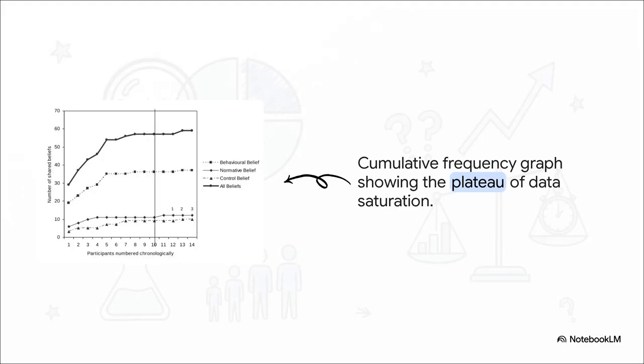Let's look at this graph from a real study that was mapping out the beliefs of medical practitioners. Notice how that thick black line shoots up really sharply at first? That is the researchers discovering lots of brand new beliefs with every new person they talk to. But look closely at what happens right around participant number 10. The line just dramatically flattens out. It totally plateaus. That flattening is data saturation visually represented, proving that pushing forward to a 15th or 20th interview would literally just be a waste of everyone's time.